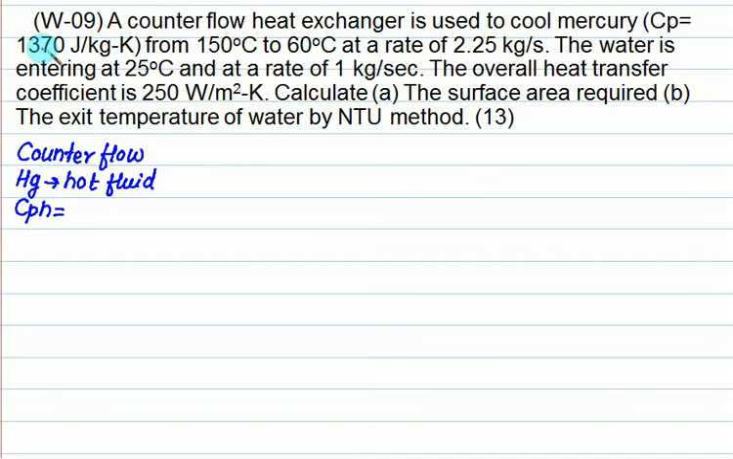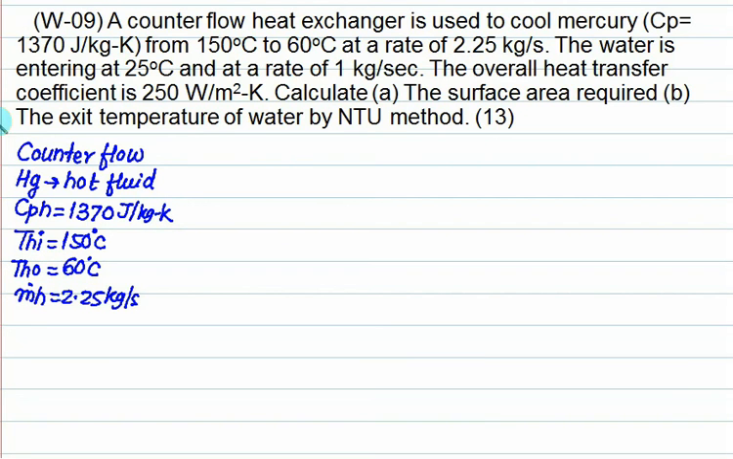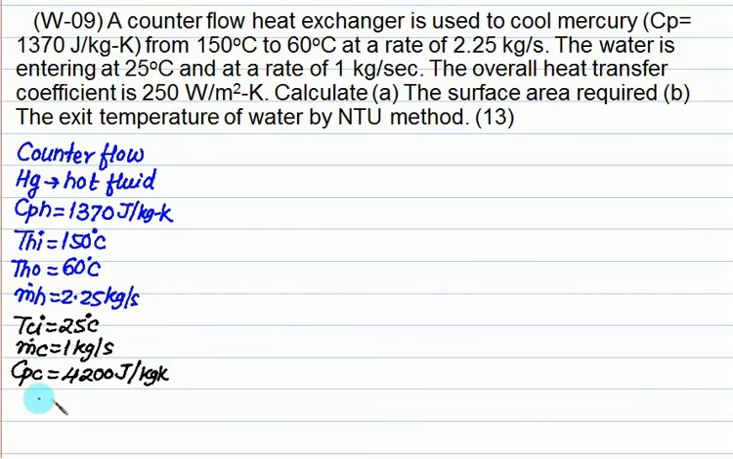Cp is 1370, THI is 150, THO equals 60. The water is naturally the cold fluid. So the cold fluid enters at 25 degrees Celsius at a rate of 1 kg per second. Cp, specific heat of water, is 4200. Heat transfer coefficient U0 is 250. Find out surface area A0 and the temperature of water, that is TCO.